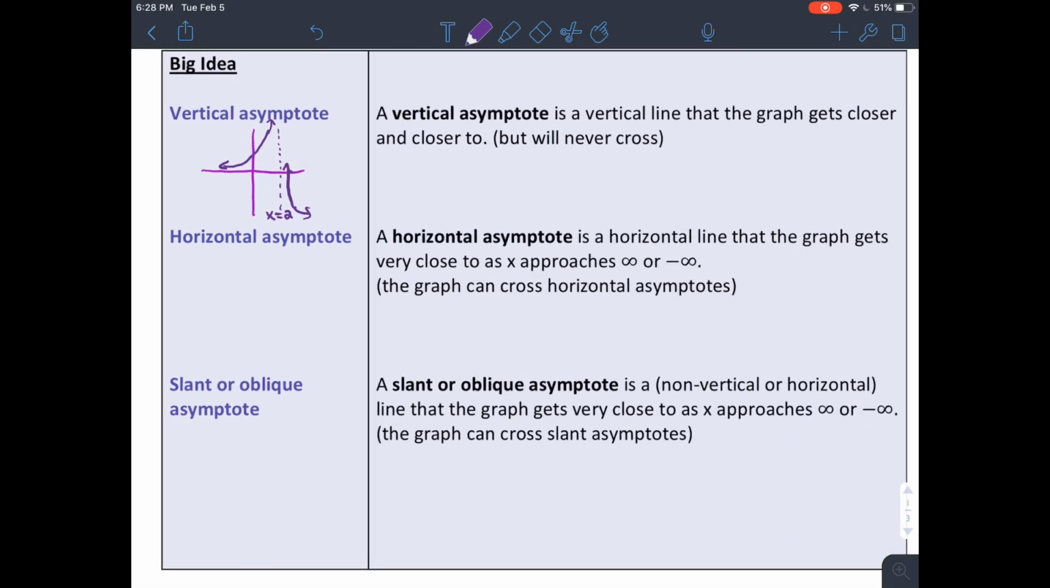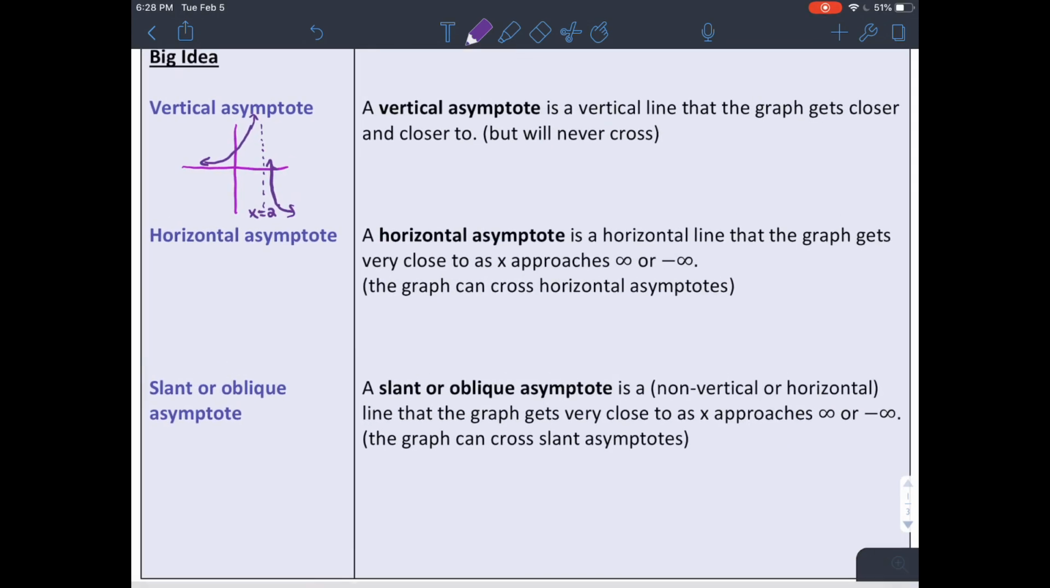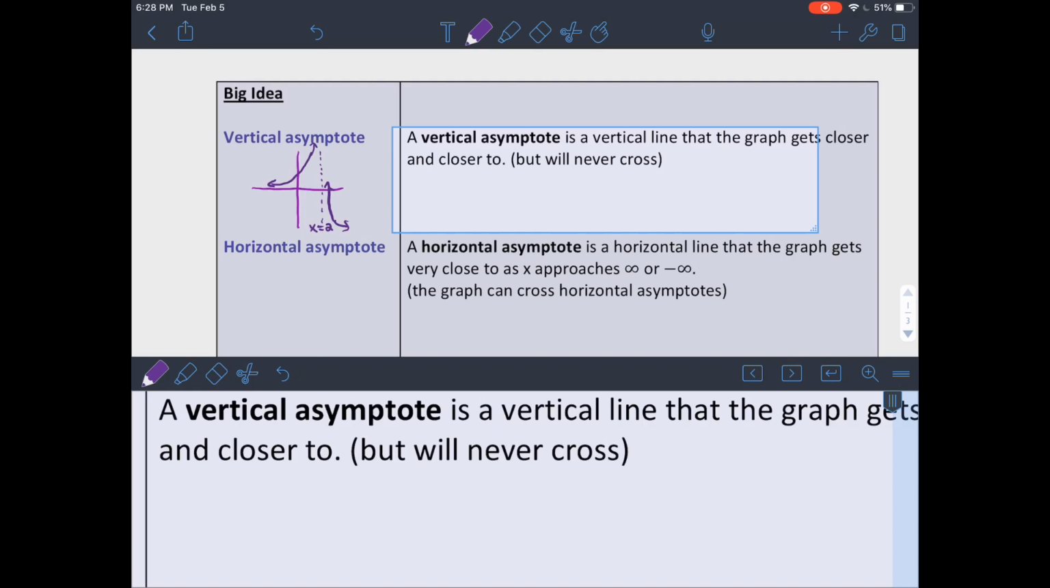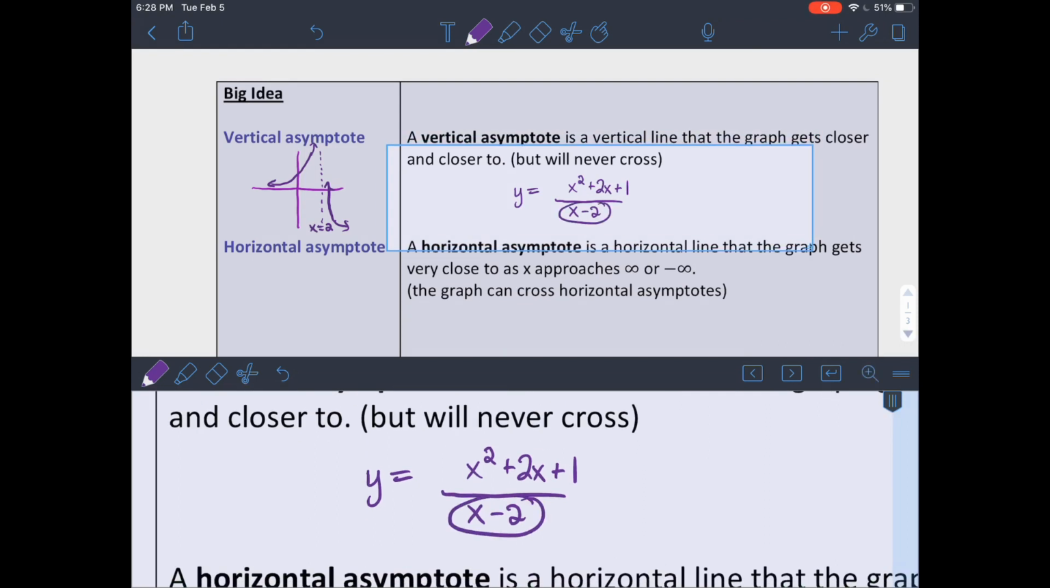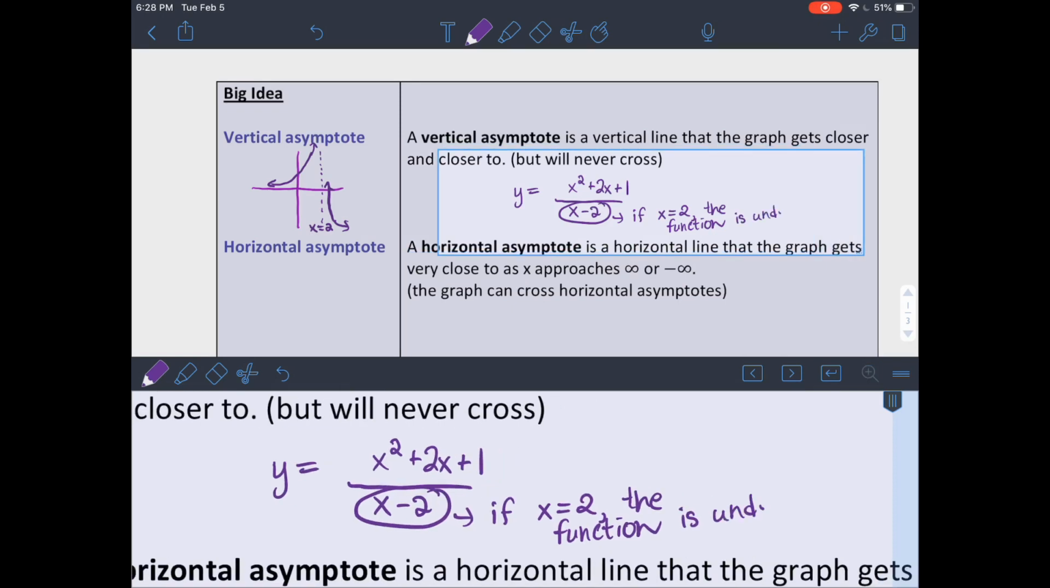Where they come from, we'll talk more later, but essentially, if you have any x values that make your function undefined, so make your denominator equal to 0, you can't divide by 0, which means you're going to have a vertical asymptote at that x value. So, for example, if that was my equation, that would have a vertical asymptote of x equals 2, because if I try and plug 2 into the denominator, my function's undefined there.